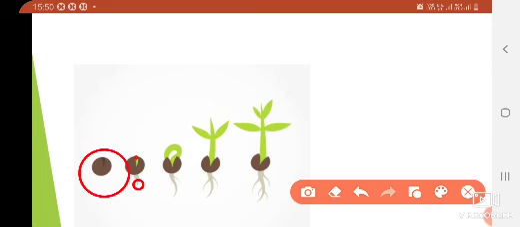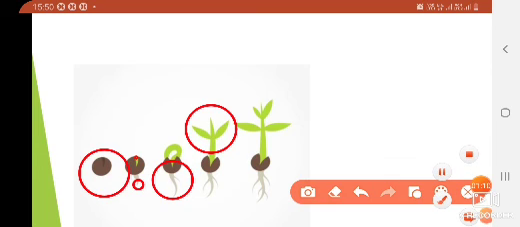And after converting into the seedling, the plumule and radicle grow. The radicle forms the root, and the plumule converts into the shoot system. The first leaf that comes out from the seed is known as the plumule and it forms the shoot system.